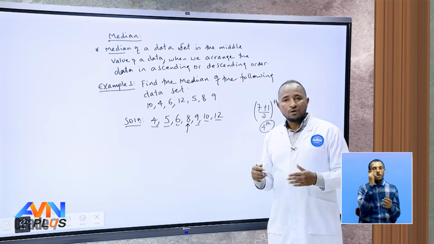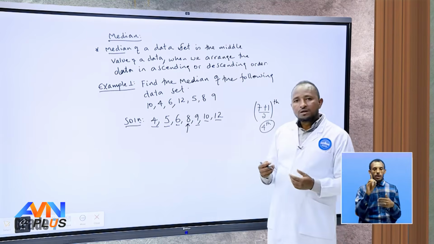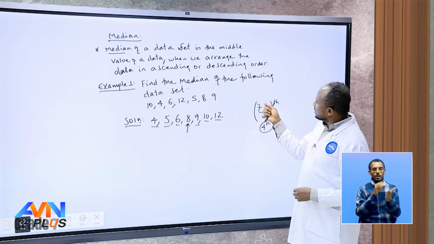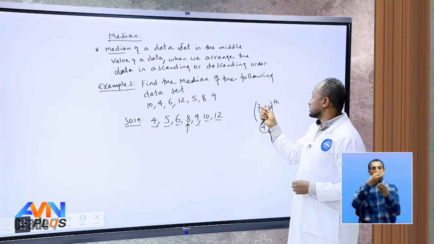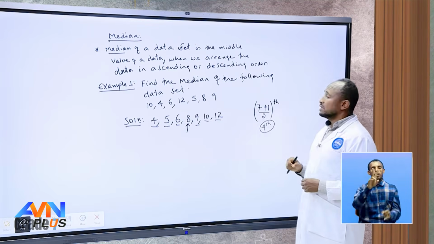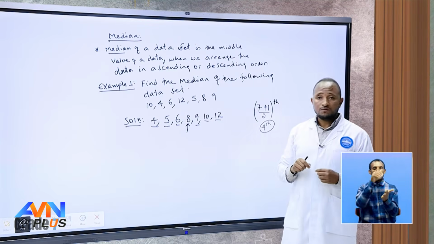If we have an odd number of data, you add 1 to the number of data and divide by 2. That gives the position of the median of the given data set.